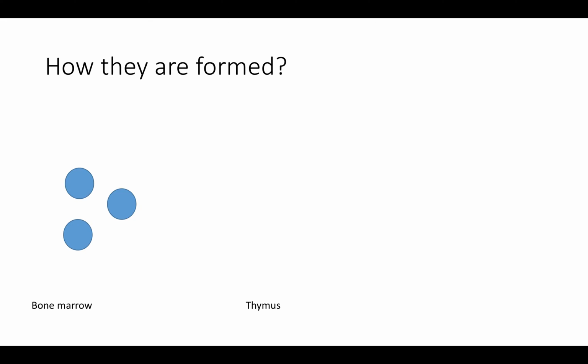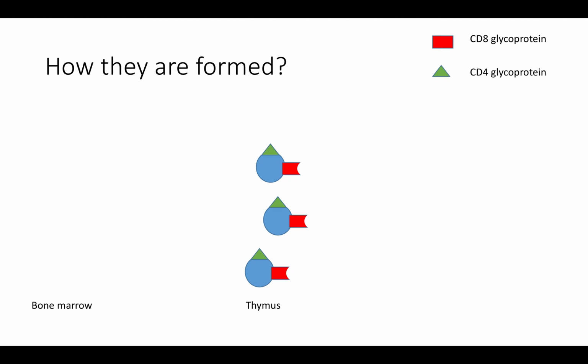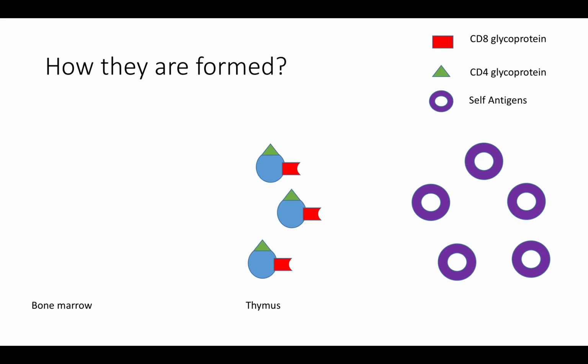Undifferentiated lymphocytes are transported from the bone marrow to the thymus, presenting both CD8 and CD4 glycoproteins. In the thymus, the CD8 cells are exposed to self-antigens bound to MHC and they undergo selection. In positive selection, the binding is too weak, and in negative selection, the binding is too strong, which could lead to autoimmunity. Therefore, in both, they are subject to apoptosis. The cells which survive selection differentiate into CD4 or CD8 T cells.